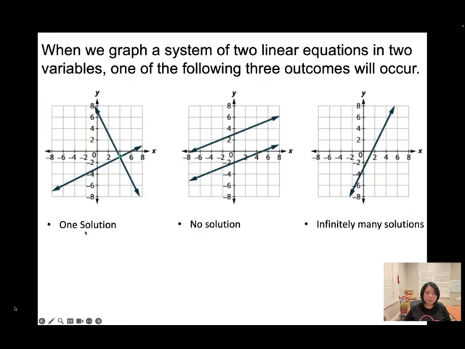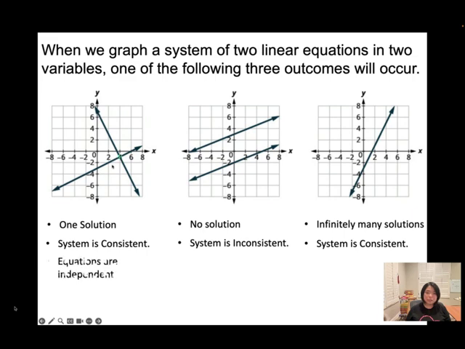And this one, we can find the solution, so the system is consistent. And this one, no solution, so the system is inconsistent. And the last one, we can find the solution, so the system is consistent. And then these two are two different equations, so the equations are independent. These two also are parallel to each other, but they are two different equations, so equations are independent. The last one, they are identical equations, so we say equations are dependent.